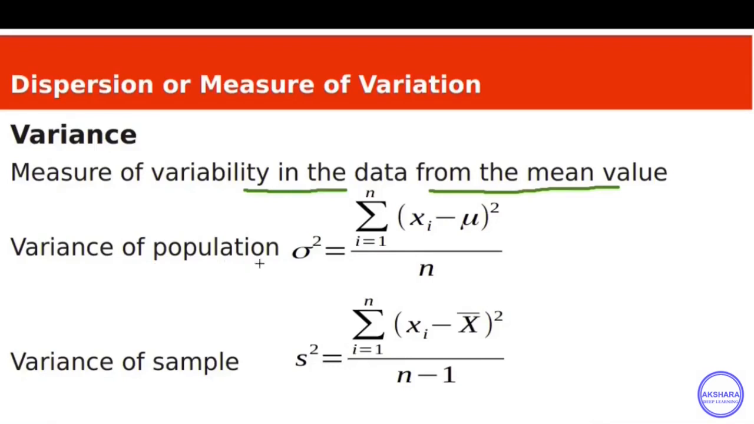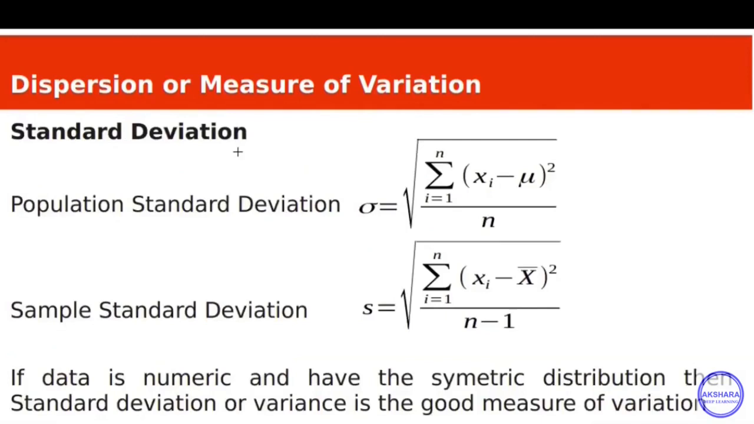The variance of the population, sigma square, equals summation from 1 to n of xi minus population mean, that is mu, whole square, divided by n. Standard deviation is the square root of the variance. The formula for population standard deviation is sigma equal to the square root of summation from 1 to n of xi minus mu whole square by n, and the sample standard deviation s is this one.